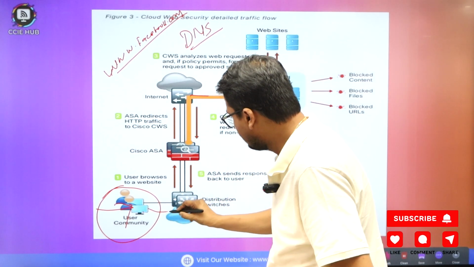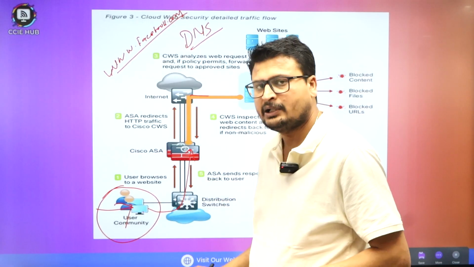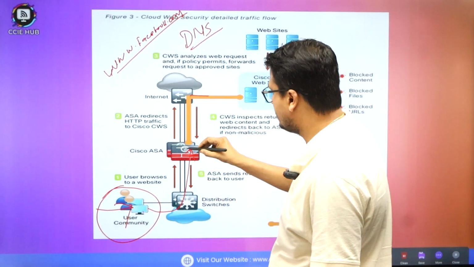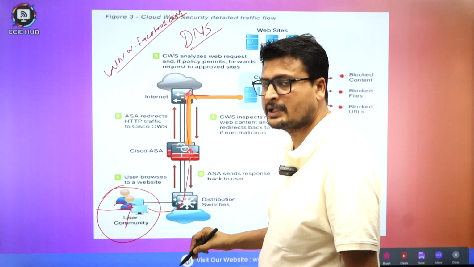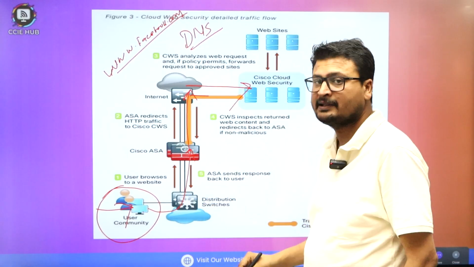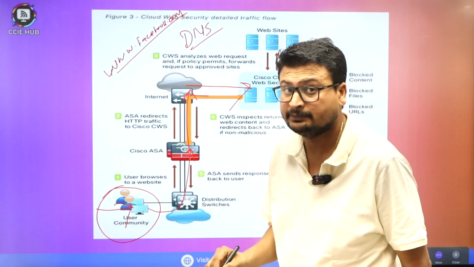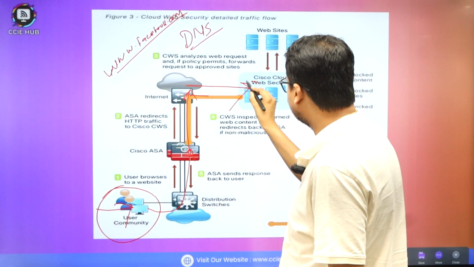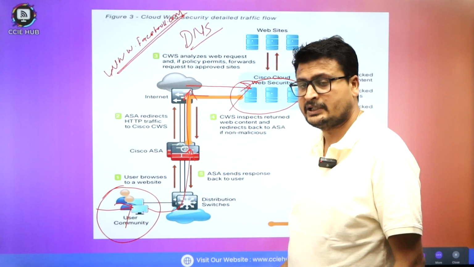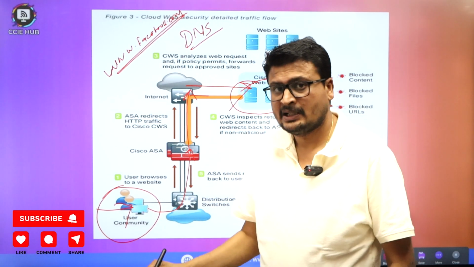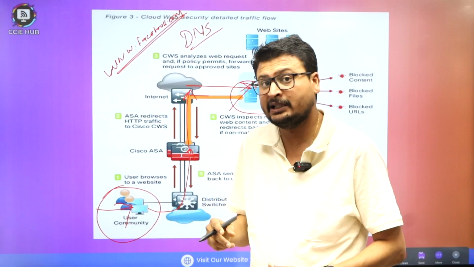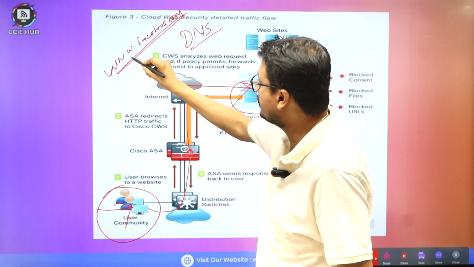So this request will go to your firewall. Now the firewall is not a DNS filtering device. It will forward your request to the internet, and from the internet your request for Facebook will go to the cloud web security server. Understood? Now in this server they will check your DNS request www.facebook.com. They will match it with the policy, whether your policy allows facebook.com or not. So basically they take an action on your domain name itself.